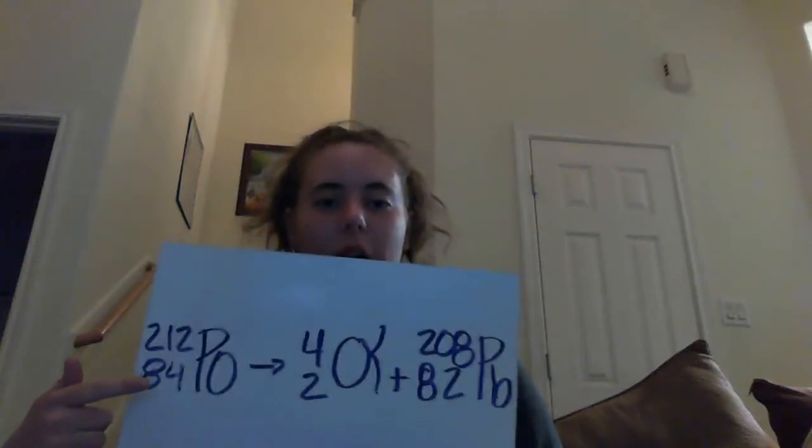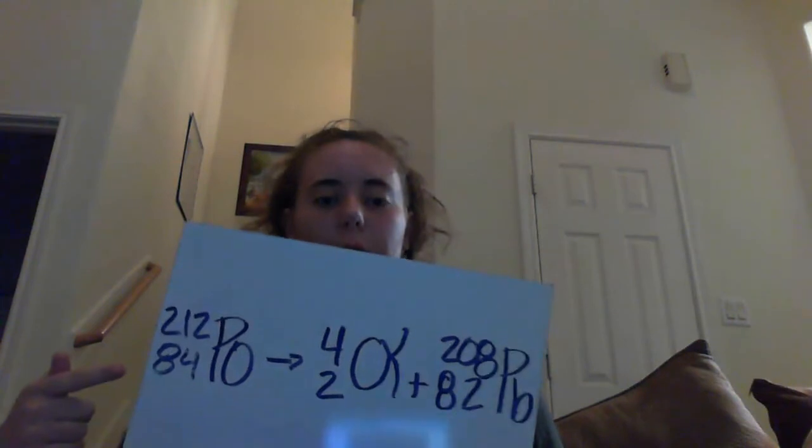The second topic is balanced nuclear equations. A balanced nuclear equation obeys the law of conservation of mass. The total reactant mass must equal the total product mass, and the total reactant charge must equal the total product charge. This is an example of alpha decay.